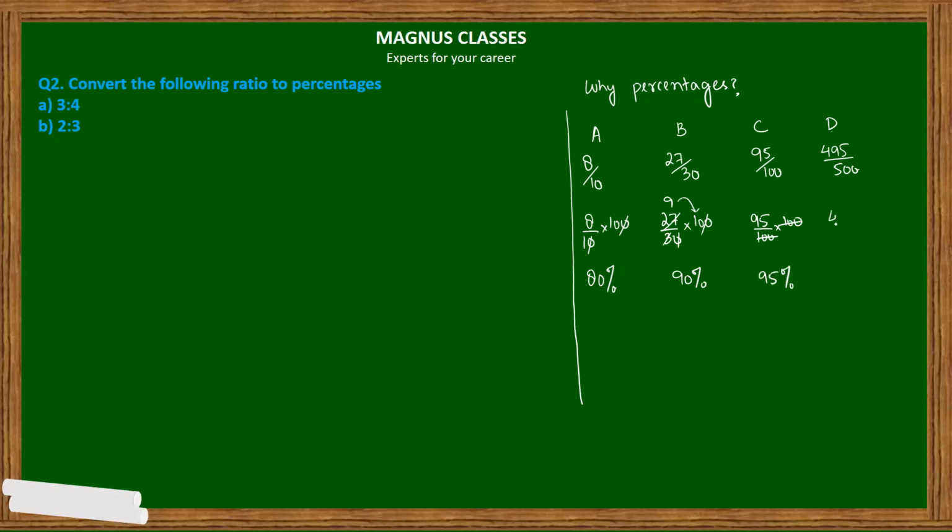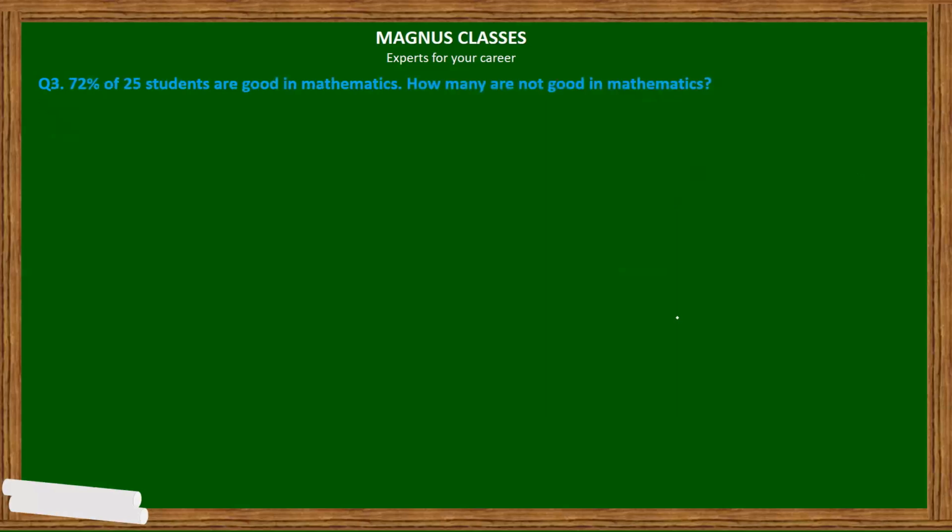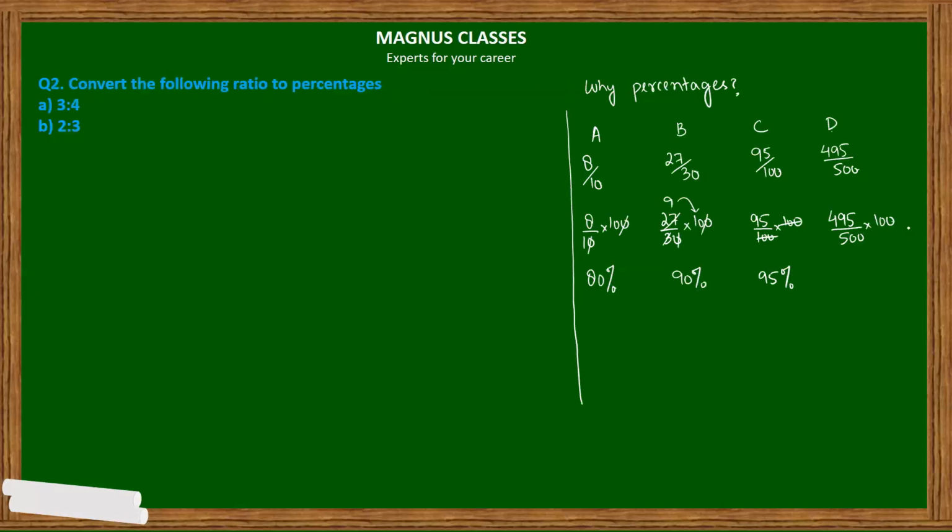Let's see this guy: 495 divided by 500 multiplied by 100. These two zeros get cancelled out, and this 5 is 1. Then we say 5, 9, 45. 5 gets carried, 4 gets carried here. So it will be 45, and 5, 9, 45. So the answer would be 99%. Okay. Now it's easy.